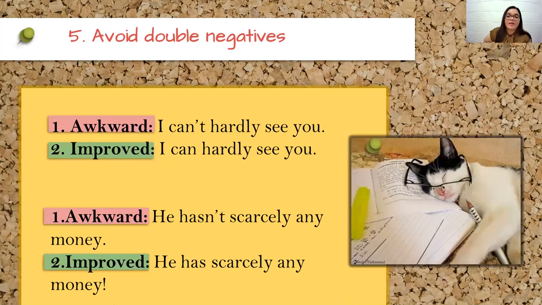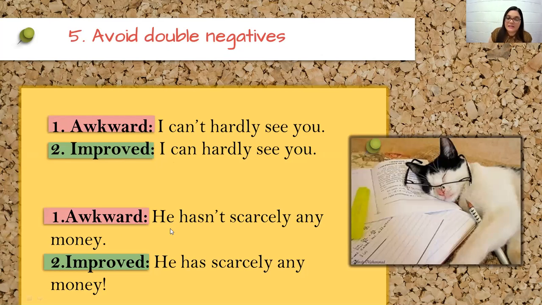Number 5, constructions like "I can't hardly see you" are double negatives. Why? You have to avoid double negatives because already saying can't says that you have a negative construction, and hardly is a negative adverb as well. An improved version of this one can be, I can hardly see you.